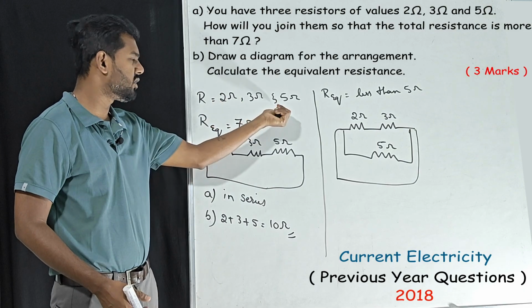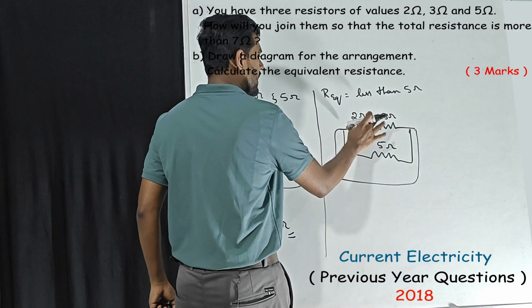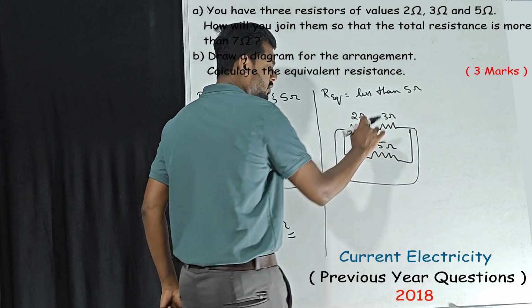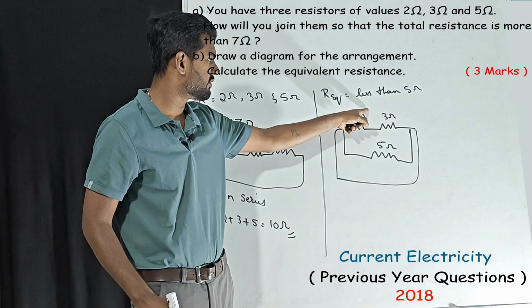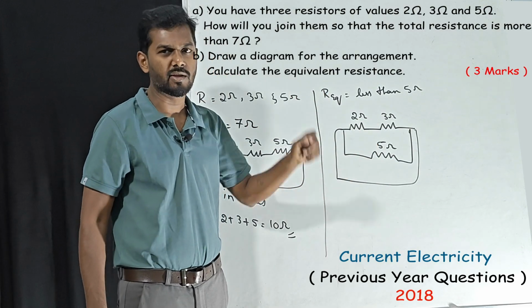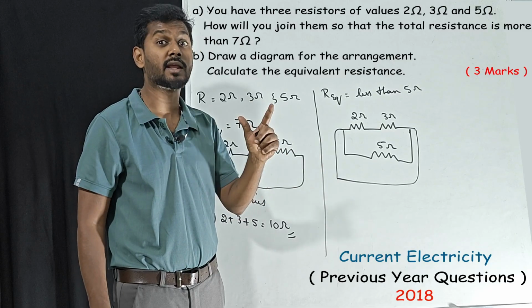See, using all the three, we should get less than 5. See, now these two are in series, correct? So these two become 5 ohm, and this one is already 5 ohm. 5 ohm and 5 ohm in parallel. Okay, what will be the effective resistance? 2.5. This is one trick.